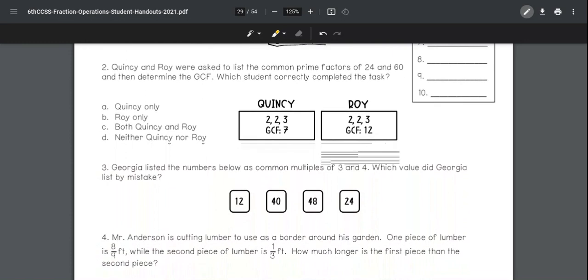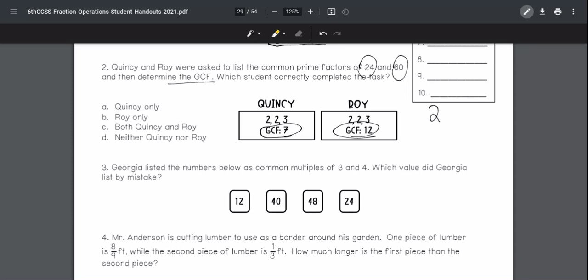Number 2. Quincy and Roy were asked to list the common prime factors of 24 and 60 and then determine the greatest common factor. Which student correctly completed the task? At this point, I just want you to find the greatest common factor between these two numbers. Quincy says the answer is 7. Roy says the answer is 12. So we're going to solve it using the ladder method and see which one of them was correct.